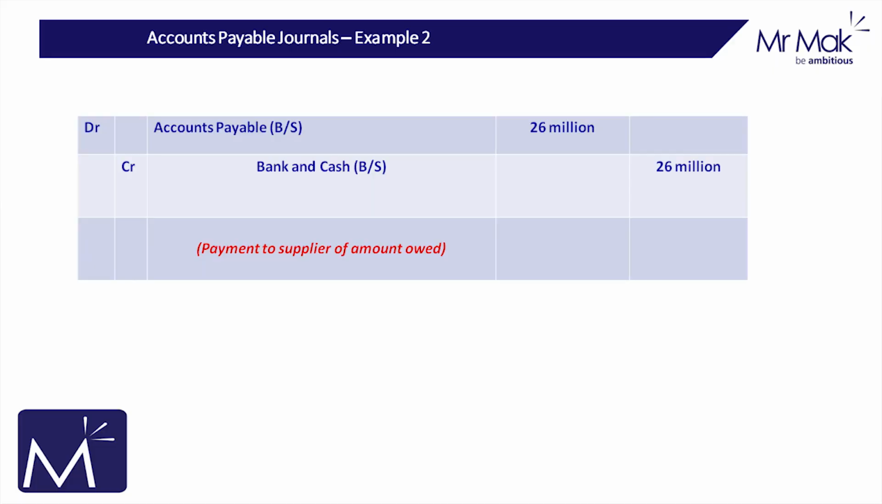It would be a debit to the accounts payable in the balance sheet. That would reduce the accounts payable because the amount we owe is now less. And there would be a credit to the bank and cash in the balance sheet because money would be taken out of the bank account to pay the lawyers.